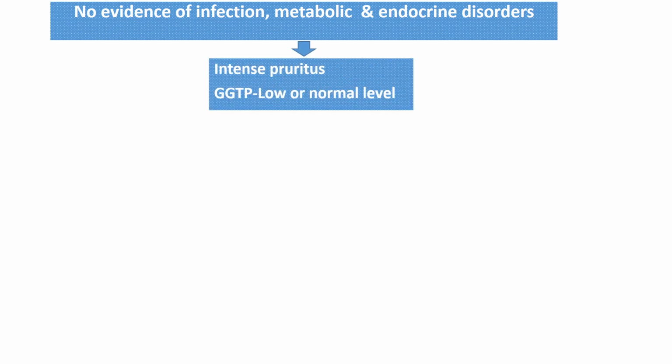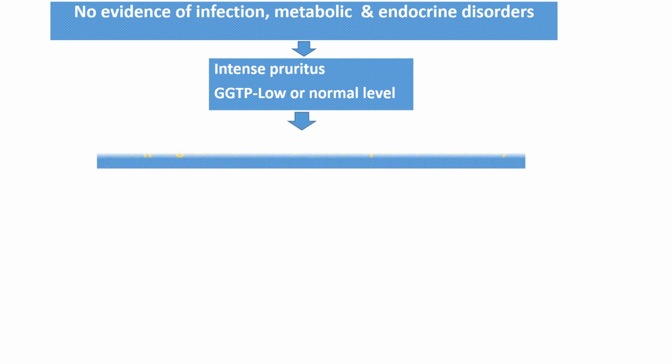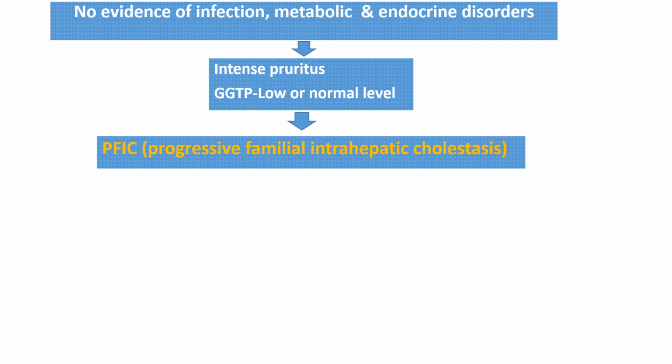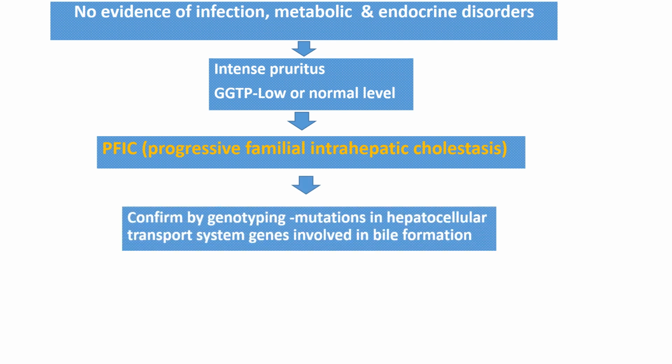If the newborn is having intense pruritus and GGT is low or normal, then think about PFIC, progressive familial intrahepatic cholestasis. This is of three types: 1, 2 and 3. In 1 and 2, GGT will be low or normal, while in 3, which is not present in the newborn but later on in children, GGT will be elevated. And you have to confirm by genotypic mutation in hepatocellular transport system genes, which are involved in bile formation.